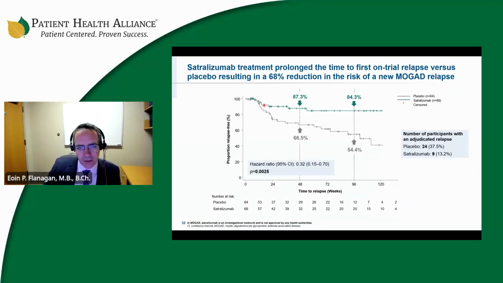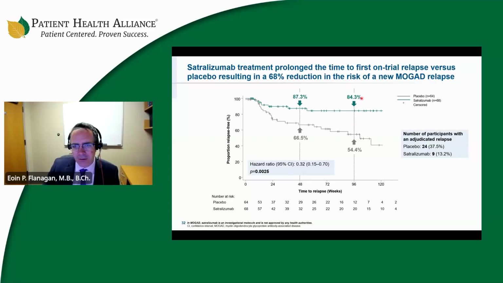What you see here is that the satralizumab group here on the top had less risk of relapse, and that more of them were free of relapse. Up to 85% were free of relapse here in follow-up, compared to 54% of the placebo group. And therefore, that was a 68% reduced risk of relapse in the satralizumab group.